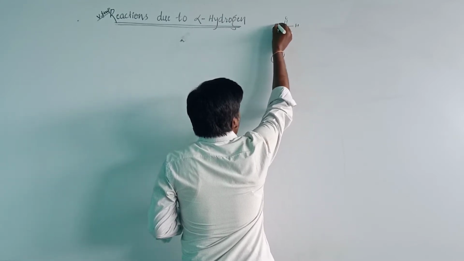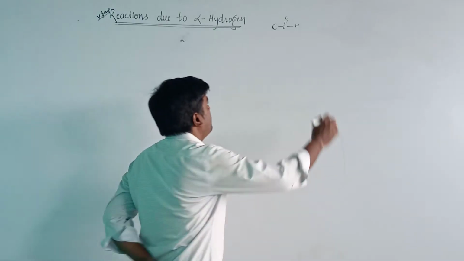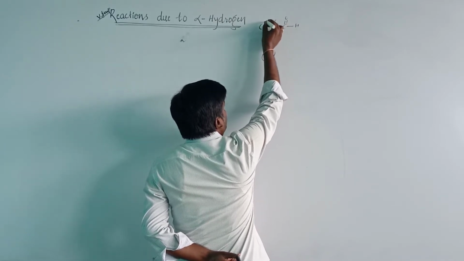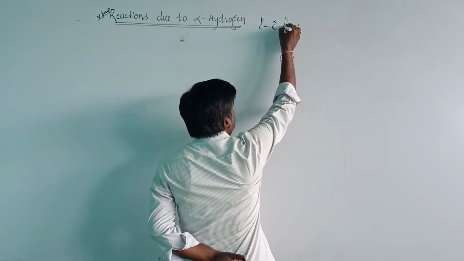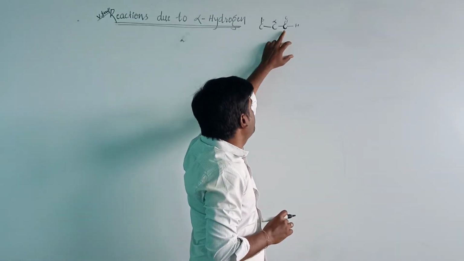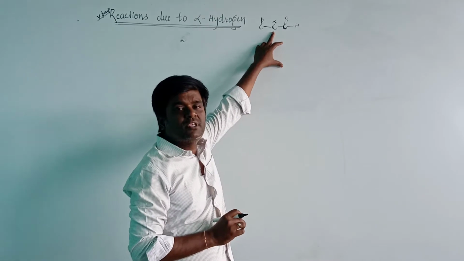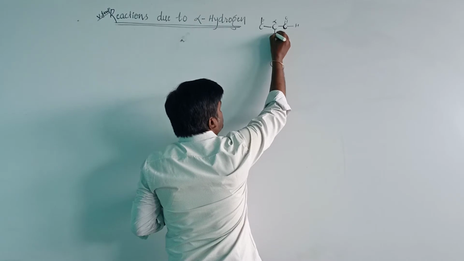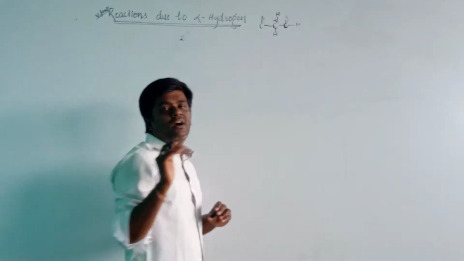The first carbon atom which is attached to the functional group is known as an alpha carbon atom. The second one is known as beta. This is the alpha carbon atom and this is the beta carbon atom. The first functional group here is aldehyde. The first carbon atom attached to it is known as the alpha carbon atom, and the hydrogens attached to the alpha carbon atom are known as alpha hydrogen atoms.